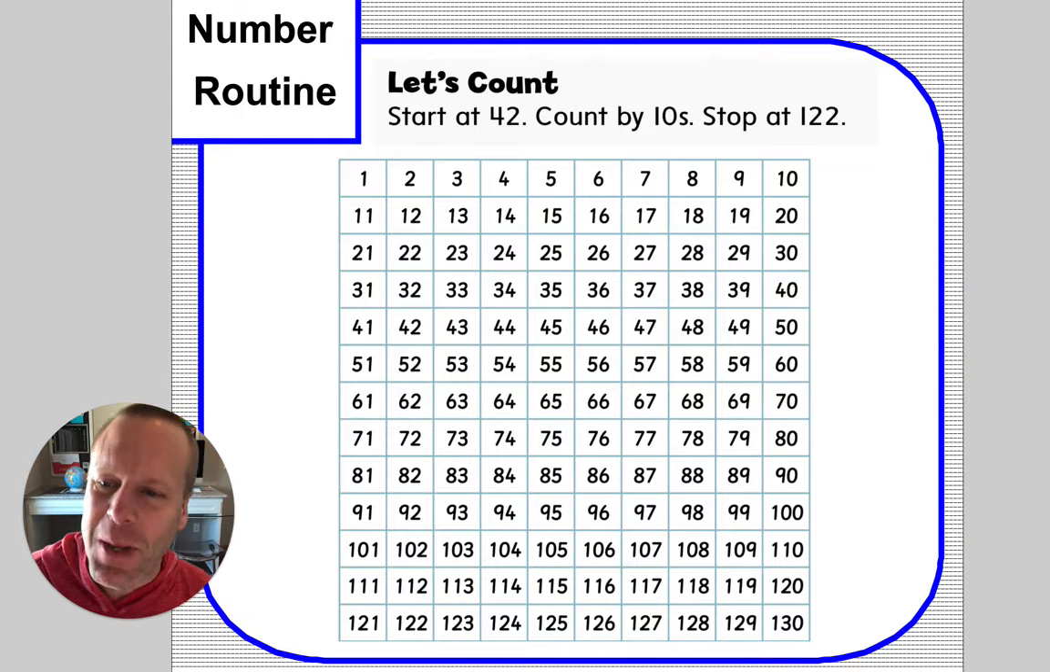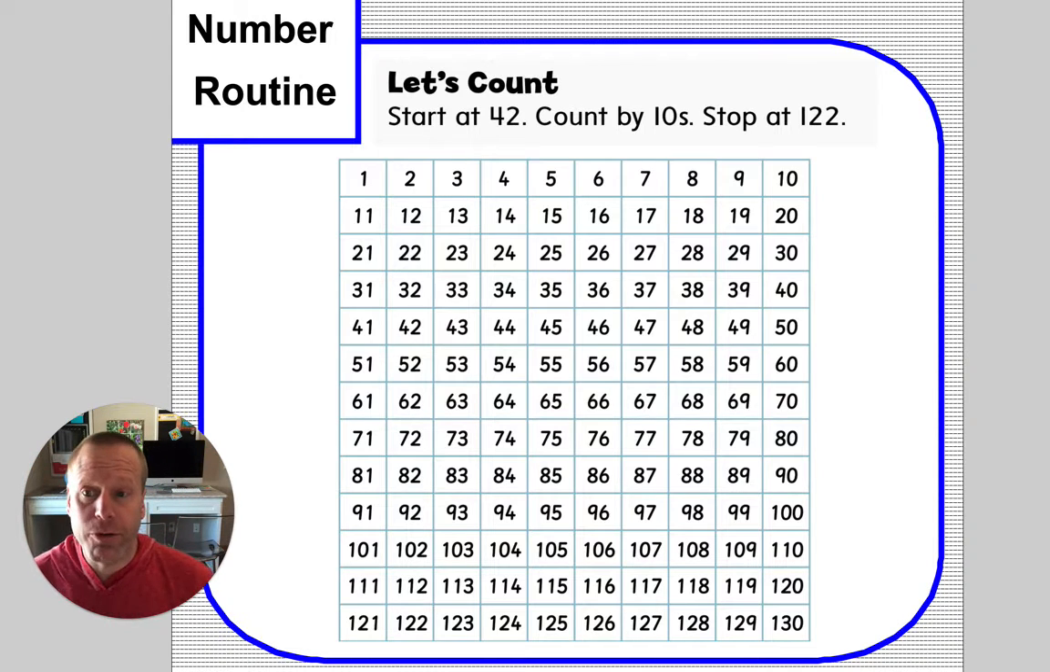Hey everyone! All right, well, we're going to start with a number routine today. This is something we've done before. What we have here is a modified 100s chart, right? So it's the numbers all the way from 1, in this case, down to 130. So it has a few extra numbers. And we're going to read the directions and see if we can't work this together.